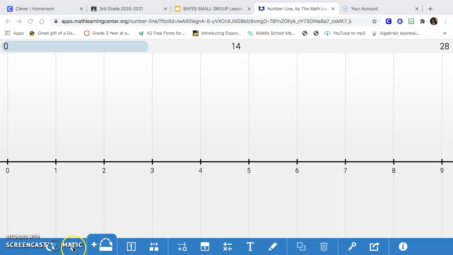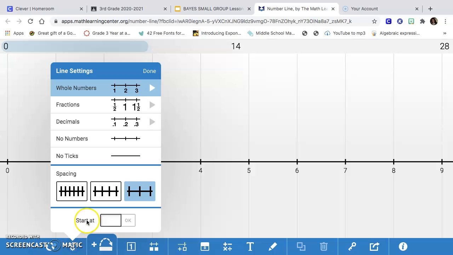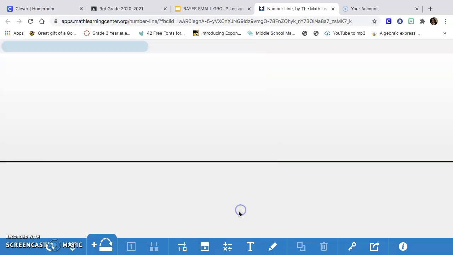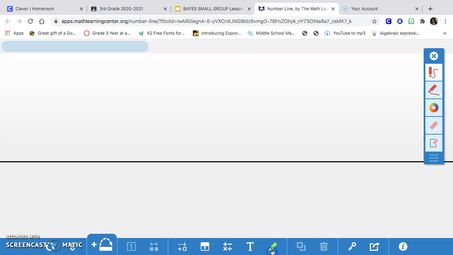Remember when we used the number line before, we wanted to change the layout. So you can go down to the bottom here, and remember, we want no ticks, so that it'll make it easier for us when we're trying to solve those. And I'm going to go ahead and write up here what our problem is. We know that we have 49 cupcakes, and the baker wants 7 in each box. We need to know how many boxes of cupcakes we're going to have. So I'm going to put B for boxes because that's what we're looking for.